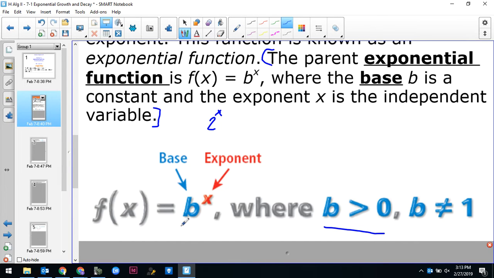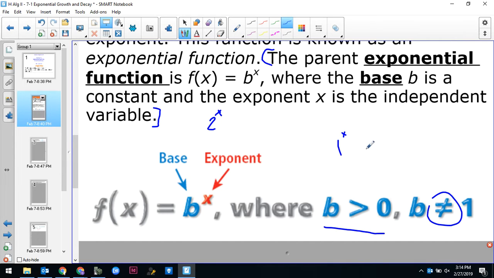If the base was equal to 0, 0 to any power would be 0. So therefore, it wouldn't work out very well. It'd just be a straight line. And b can't be 1 either. Well, why not? Well, 1 to the x would just be, well, think about it.